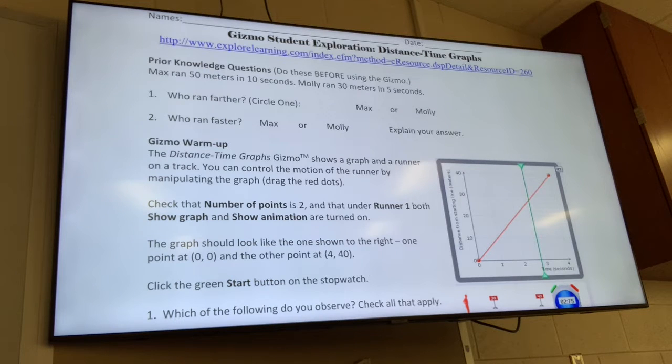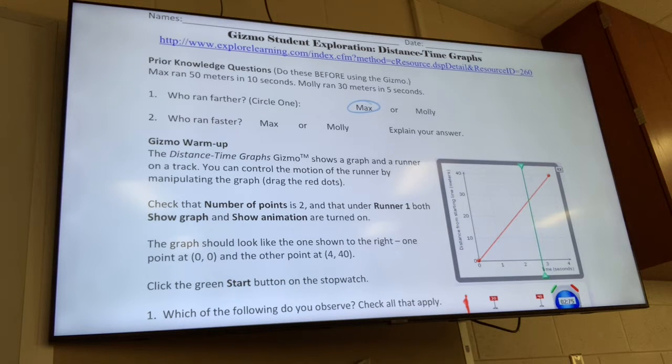So our first question, you don't even need the gizmo, it's just prior knowledge. So what you already know about distance and speed and things like that. Max ran 50 meters in 10 seconds. Molly ran 30 meters in 5 seconds. So who ran farther? Max. Max ran farther.